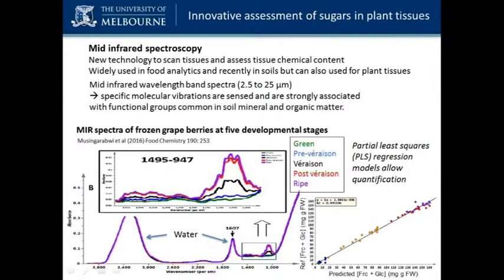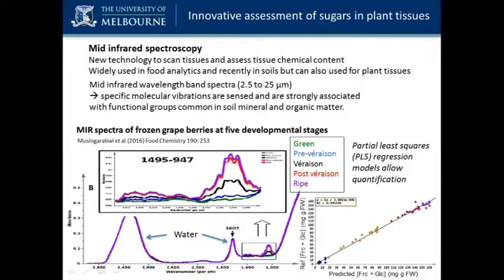So one technique that we now want to investigate in this project is mid-infrared spectroscopy, which has been around for a fair while in food chemical analysis. It's been used in the last few years also for soils analysis, where you do scans with MIRS to look at soil carbon, for example. It's a mid-infrared wavelength and spectra from 2 to 25 micrometers, where the specific molecular vibrations are sensed and then associated with the functional groups that are common in the tissue.